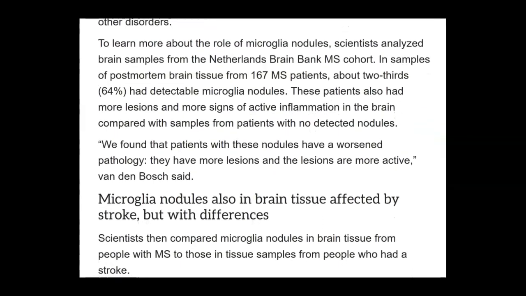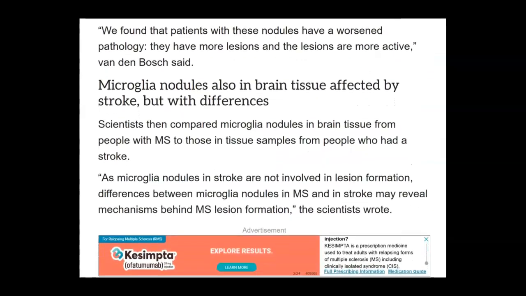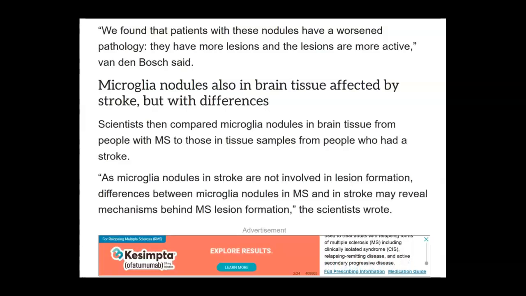To learn more about the role of microglia nodules, scientists analyzed brain samples from the Netherlands Brain Bank MS cohort. In samples of post-mortem brain tissue from 167 MS patients, about 2/3 or 64% had detectable microglia nodules. These patients also had more lesions and more signs of active inflammation in the brain compared with samples from patients with no detectable nodules. "We found that patients with these nodules have a worsened pathology. They have more lesions, and the lesions are more active," Van den Bosch said.